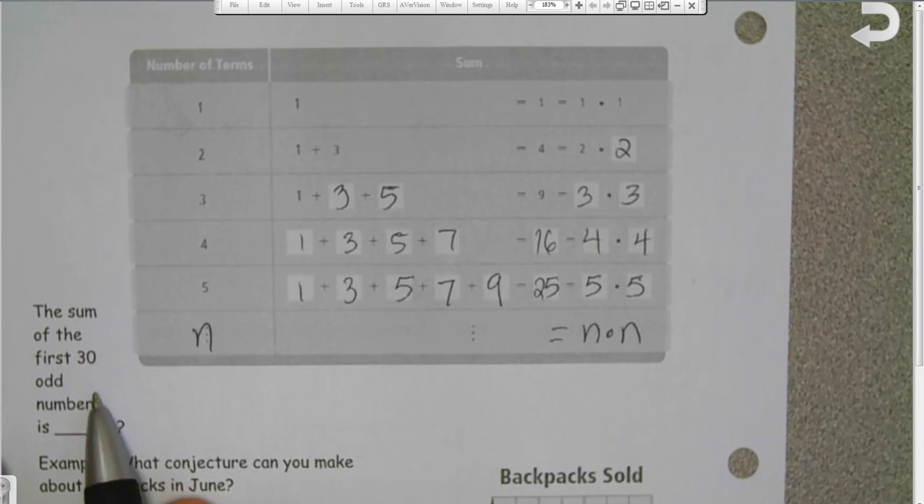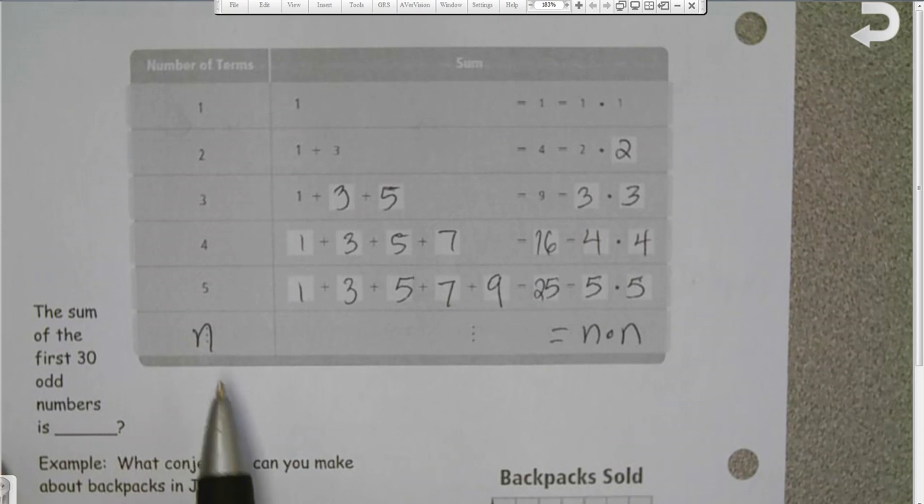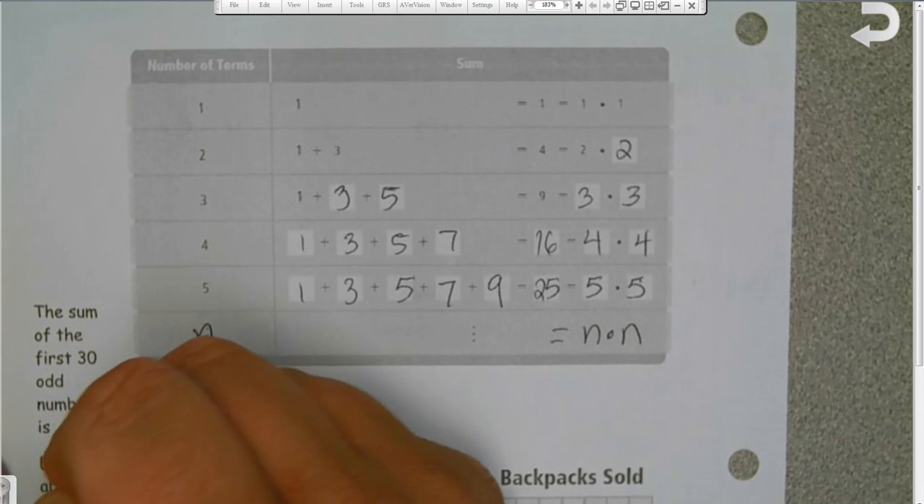So what would be the sum of the first 30 odd numbers? Hopefully you realize that the sum of the first 30 odd numbers is equal to 30 times 30. And so you've gotten 900.